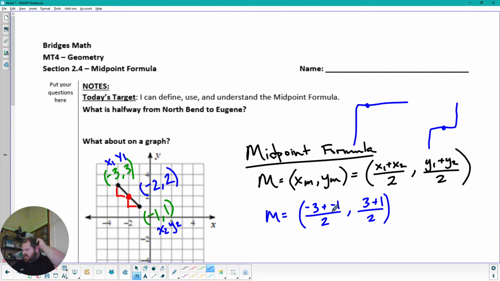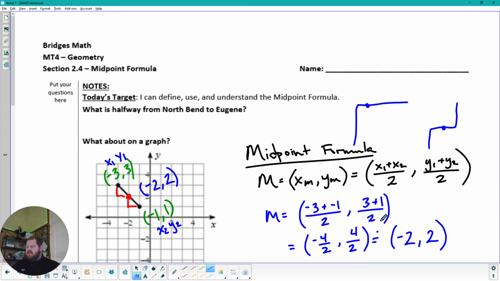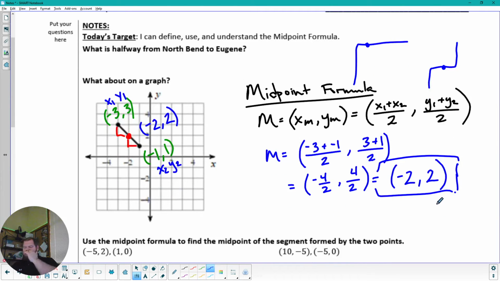So for the x's, I've got -3 and -1. That adds up to -4. So -4 over 2. 3 plus 1 adds up to 4, and that's 4 over 2. And if I simplify those, -4 over 2 is -2. 4 over 2 is equal to 2. So that is our midpoint, visually and algebraically. Okay, not too bad. Again, if anybody asks me, hey, I need you to find distance or midpoint, I'm going to find midpoint every time. All I have to do is add and divide by 2. Okay.